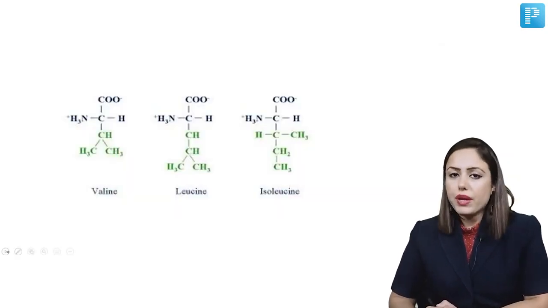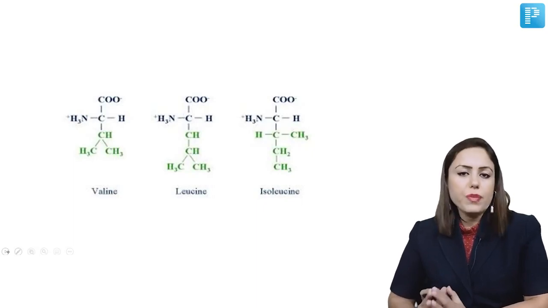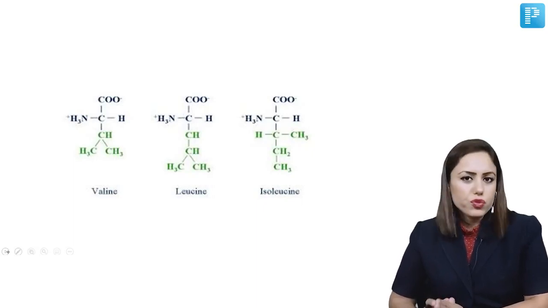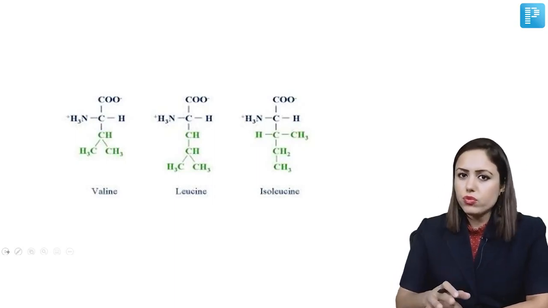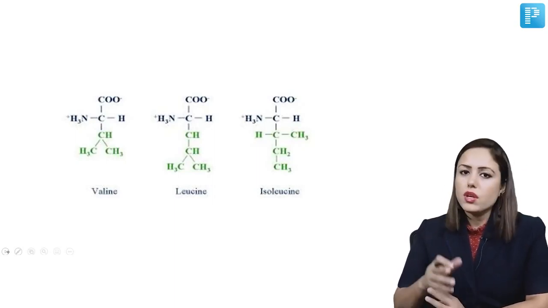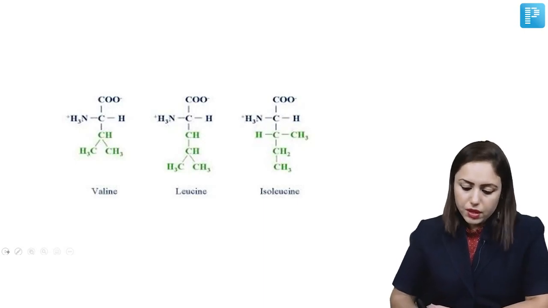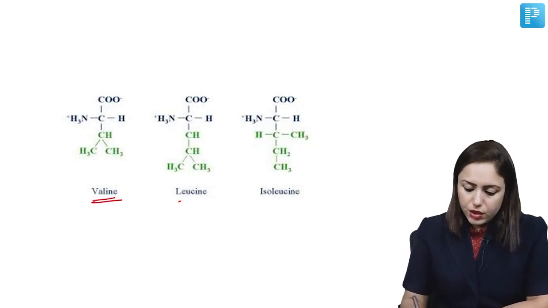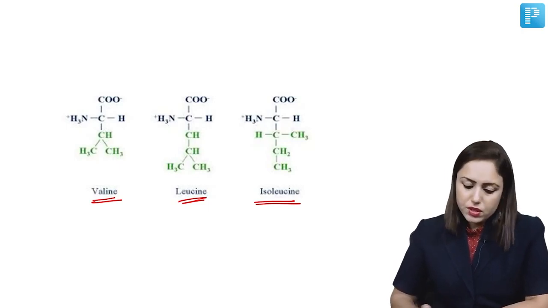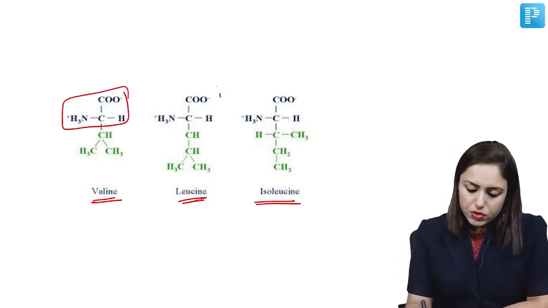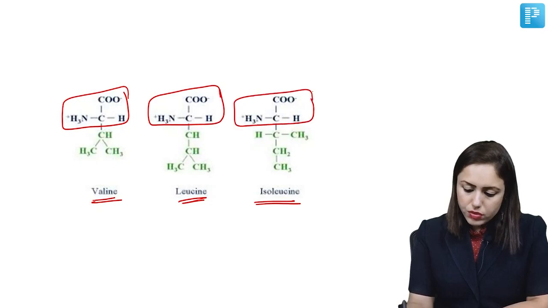Then the structure of some amino acids. You should learn all the structures of amino acids by heart, or at least if the structure is there in front of you, you should be able to recognize which amino acid it is. Like this is valine, leucine, isoleucine. They are branched chain amino acids. So this is the common structure, right?